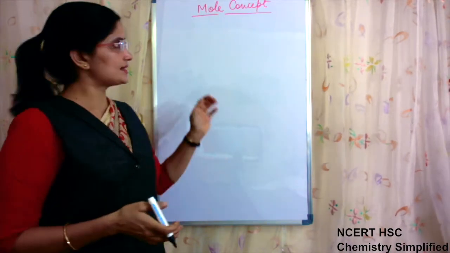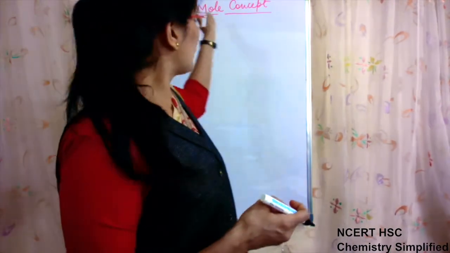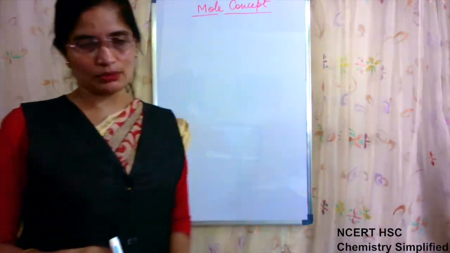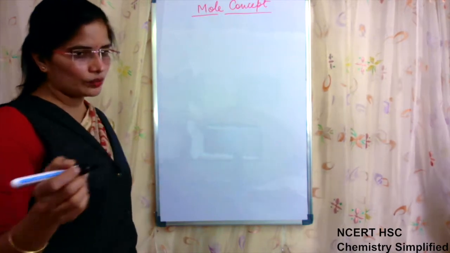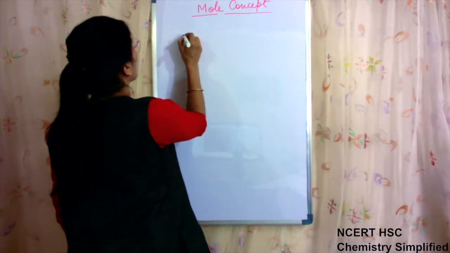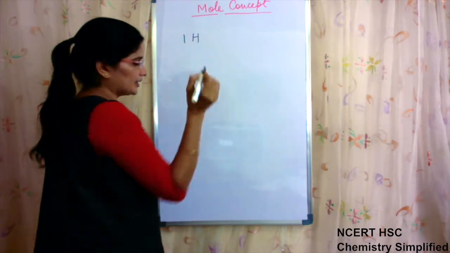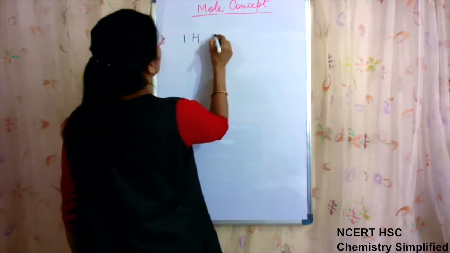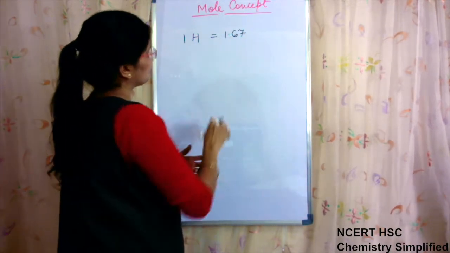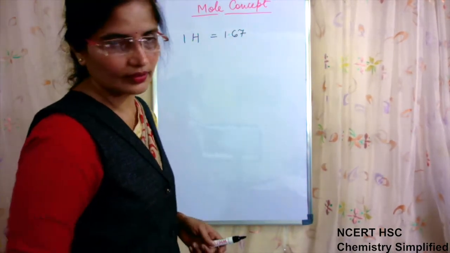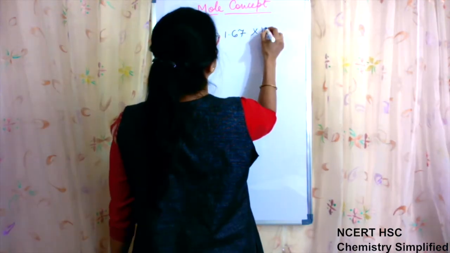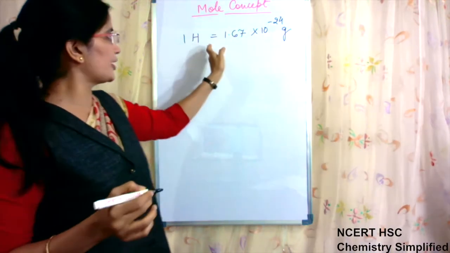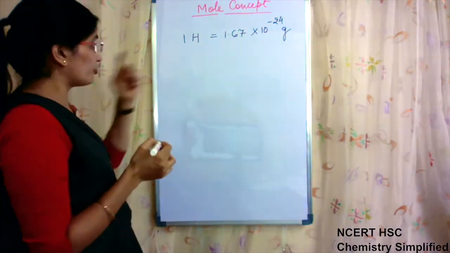Now, before coming to mole concept, first we will talk about how this mole concept originated. What is the basic thing behind this mole concept? This we will see. Now we have done that the actual mass of one hydrogen atom is 1.67 into 10 to the power minus 24 grams.